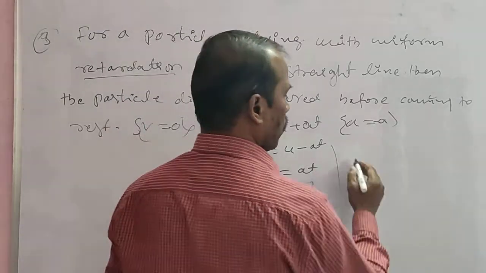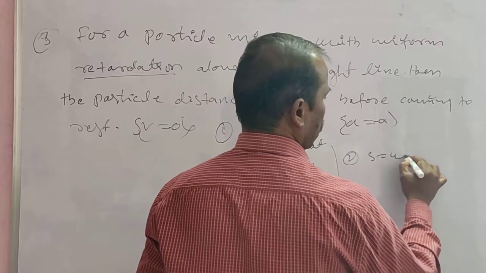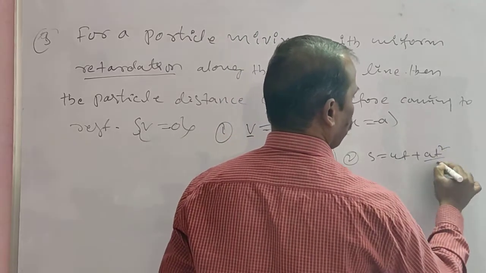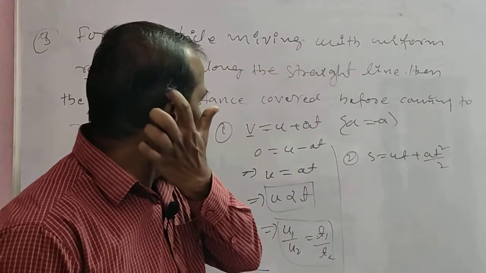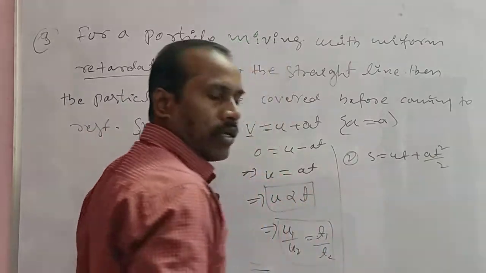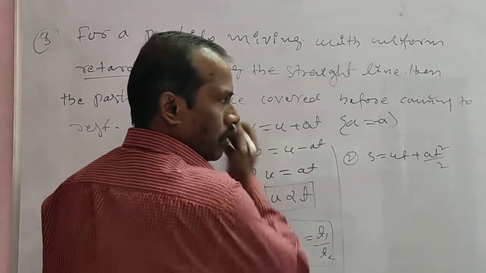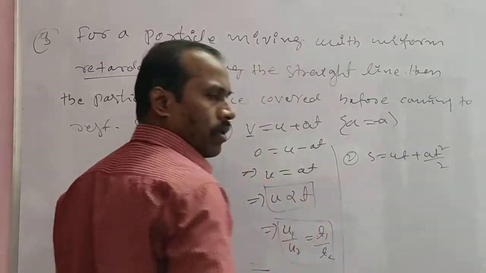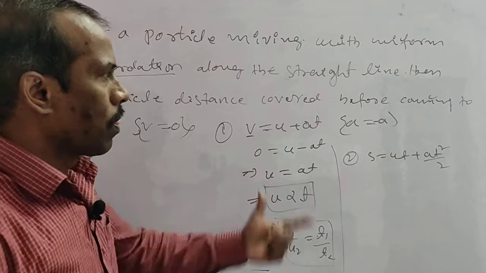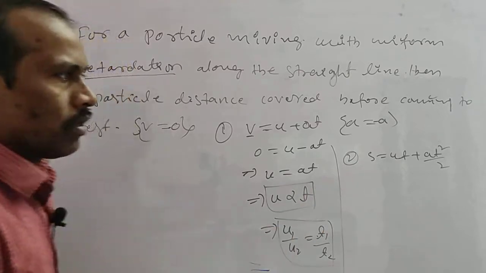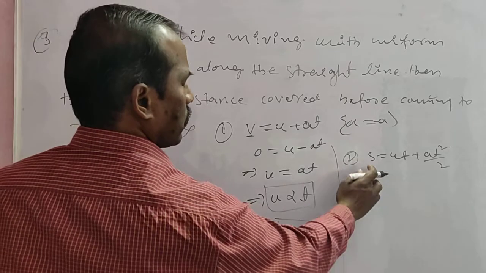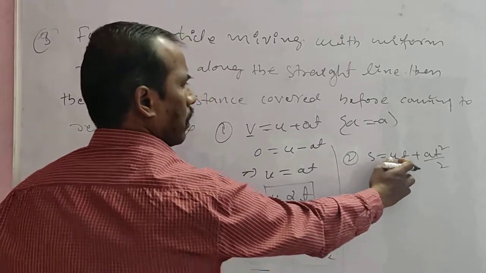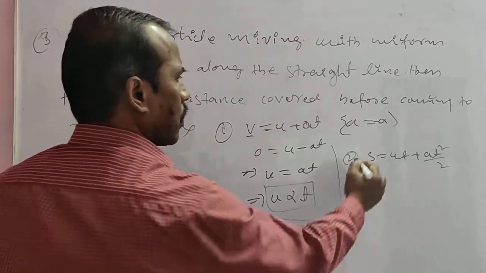Second equation, s is equal to ut plus half at square. In this case a is constant, and u is the initial velocity. Note this one. There is no change in the relation of displacement to initial velocity, time and acceleration. There is no change.